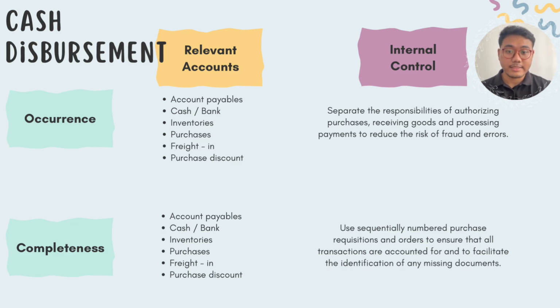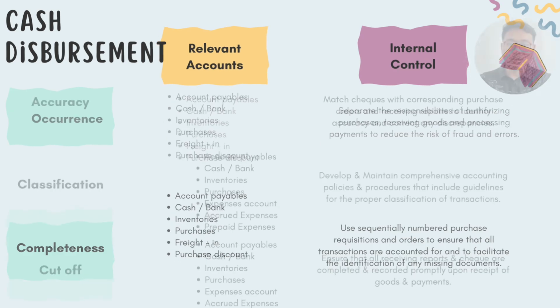Next is completeness. In cash disbursement, completeness ensures that all payments are fully recorded. The relevant accounts remain the same. Here, internal control is achieved through the use of sequentially numbered purchase requisitions and orders. This helps track every transaction, preventing omission and enabling easy identification of any missing document.